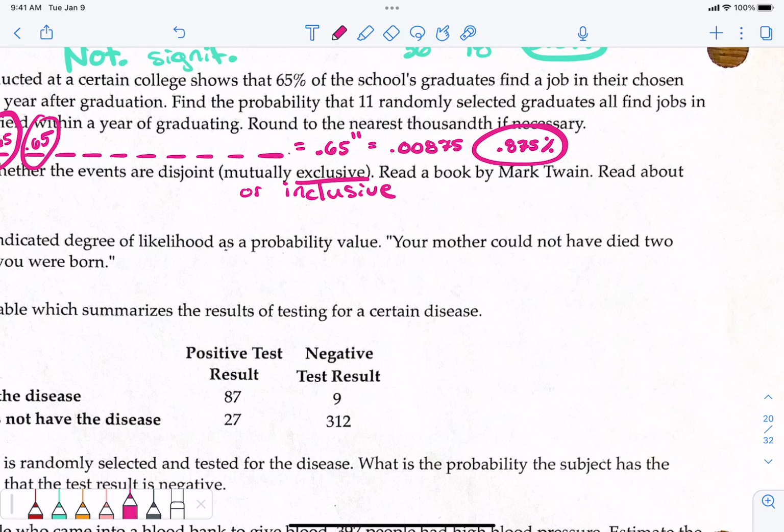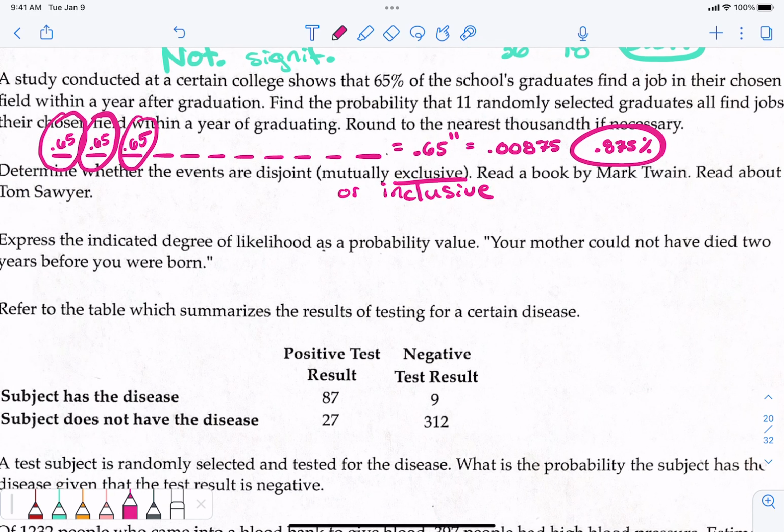So like that is the author for Tom Sawyer. So can they be the same? Can Tom Sawyer also appear in a Mark Twain? Yes. So that would be mutually inclusive, or you can just put I don't care.